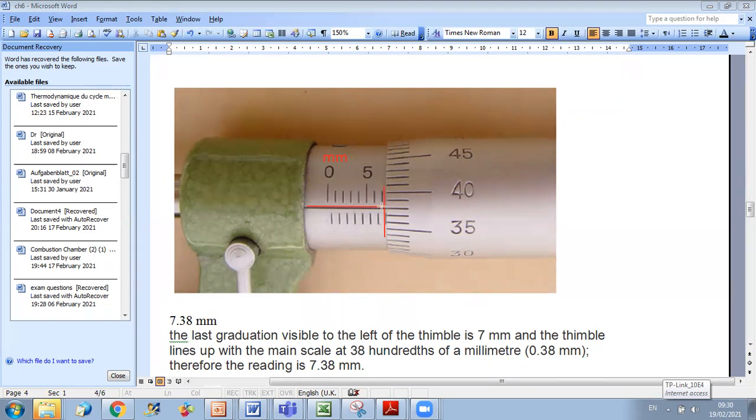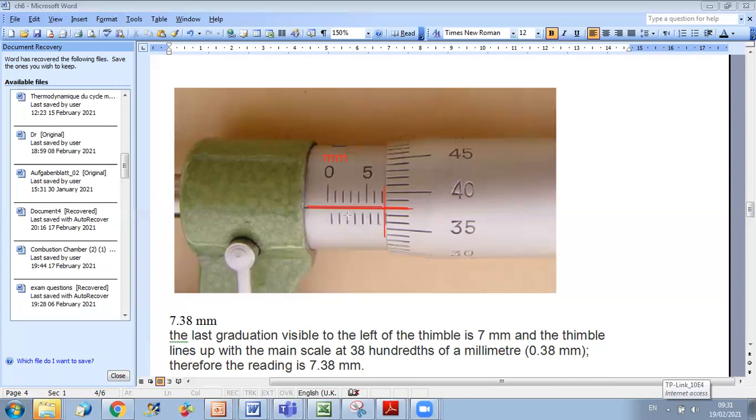Now after 7 point what? To determine that, you should look at the vernier scale, and look at the perfect match between this line and the vernier scale. This line is matching with this one, which corresponds to 35, 36, 37, 38. So your reading here is 7.38 millimeters. This is how you can read it.